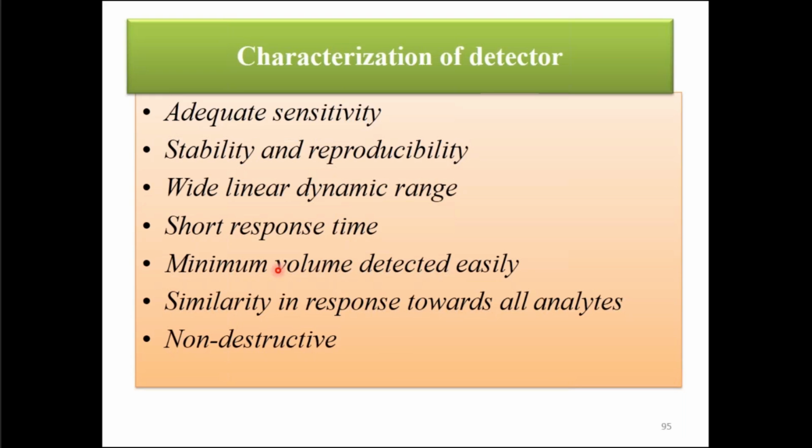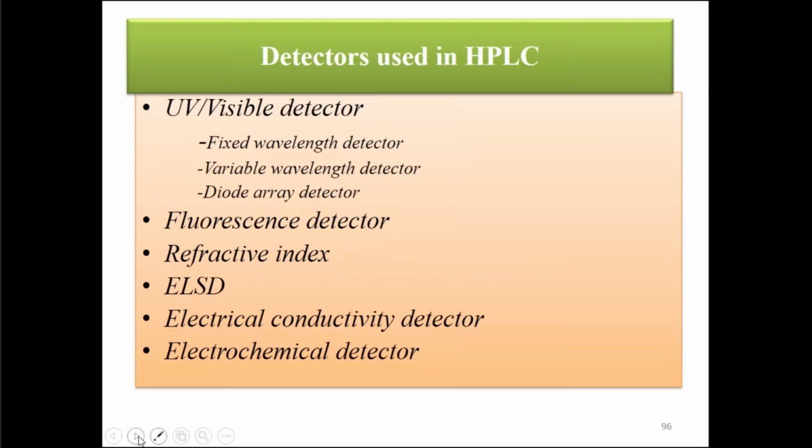The minimum volume detected easily. Even if the volume is very low, it should be easily detected by the detector, for which the sensitivity should be high. Similarity in response towards all analytes. So the same type of response should be given whether a given component is present in sample 1 or sample 2. And it should be non-destructive of the sample. So once you recover the sample, it should be capable of being used for further studies. So it should not be changed in any way. Those are the desirable features.